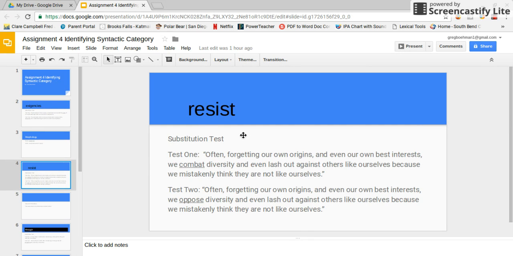Word 2 from the text is the word resist. The first tool of analysis I chose was the substitution test. Since I believe this word is a verb, I chose two verbs that mean about the same thing as resist does, put them into the sentence, and as you can see, they do make sense, proving that this word is most likely a verb.